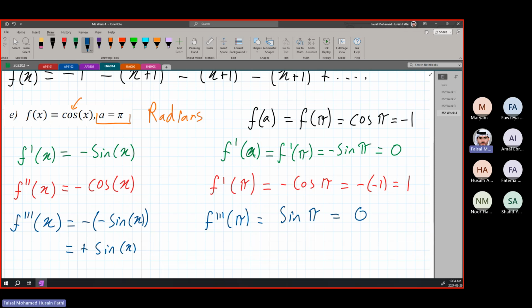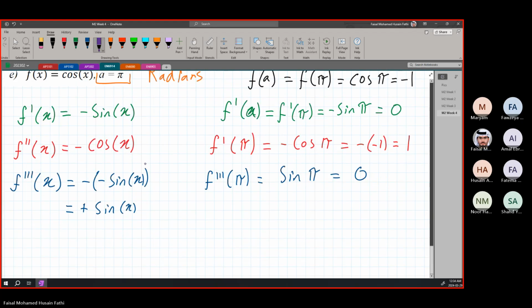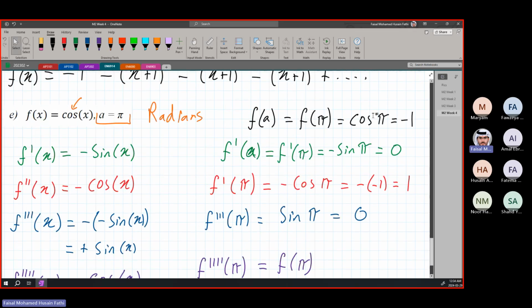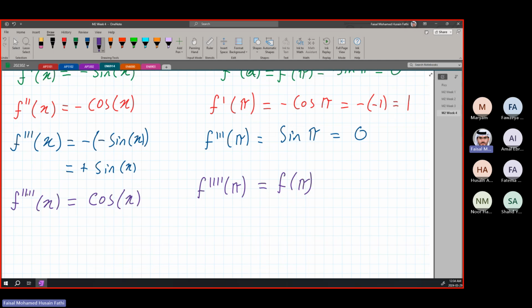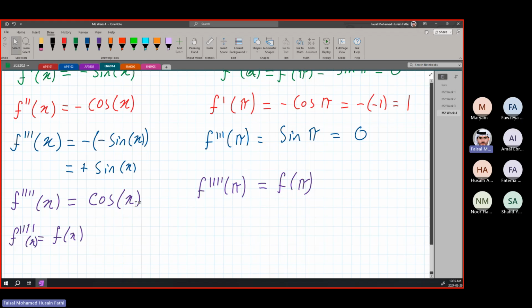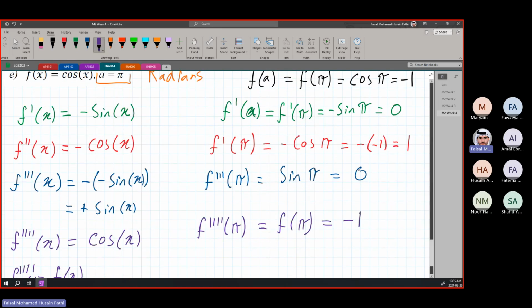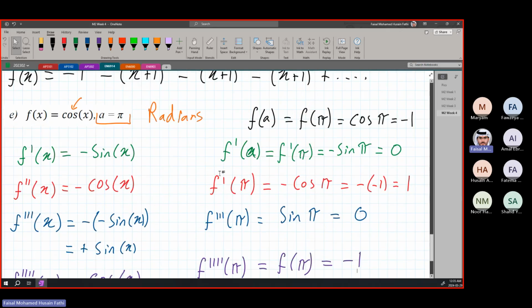And then if you notice, if we take one more derivative, the fourth derivative of x is equal to the derivative of sine x, which is cosine x. So we came back to our main function. So f fourth prime of pi is going to be equal to f of pi, the very first one, because the functions are the same. They're the exact same function because in trigonometry they go opposites every now and then. So this is simply going to be equal to cosine pi, which is -1. And it's going to be repeating forever in this sequence.